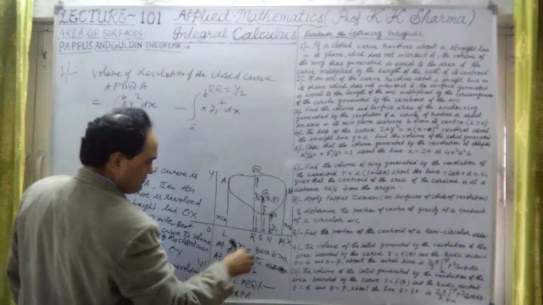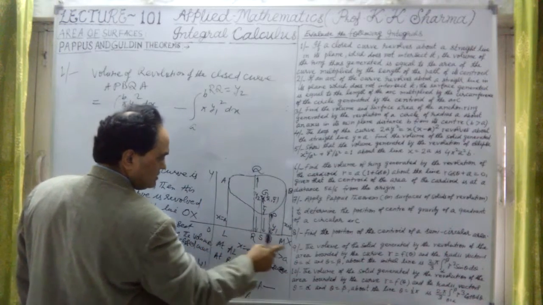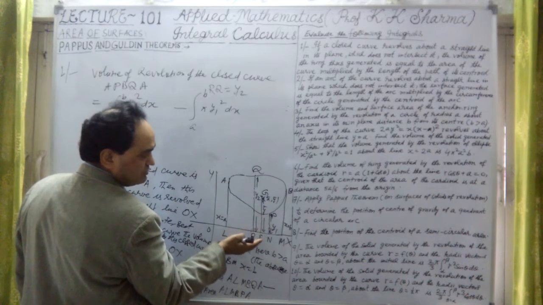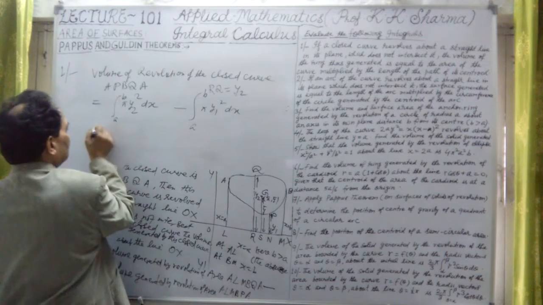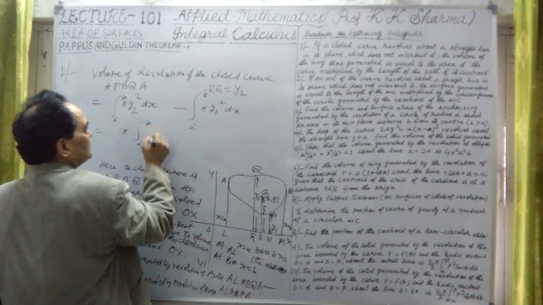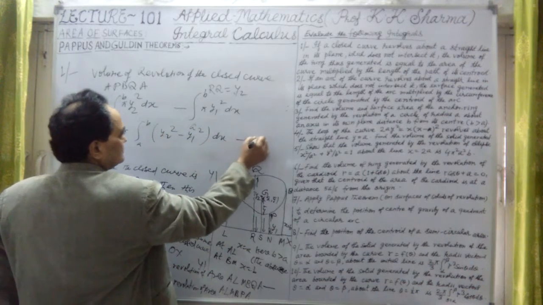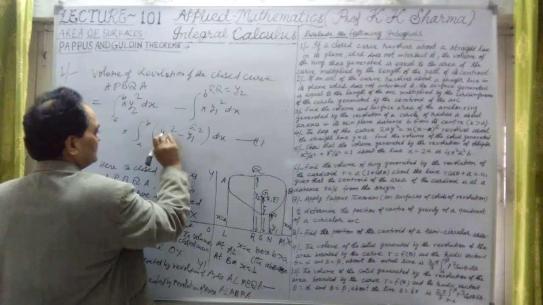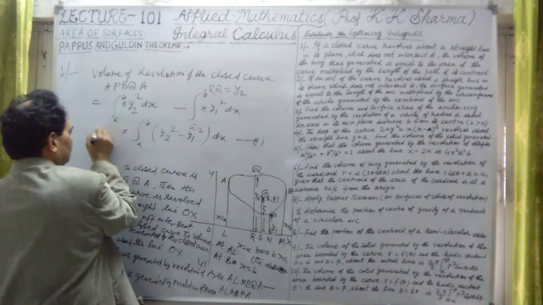Why? Because this is the lower part of this closed area A, L, M, B, P. So P is the radius of this smaller area. This area we have taken, so y1 is there. Therefore the difference of this will be pi, if I take A to B limits, y2 square minus y1 square into dx. This is the first equation that we take: y2 square minus y1 square, and dx, and pi outside.